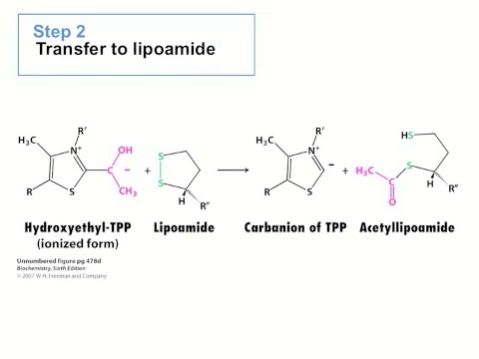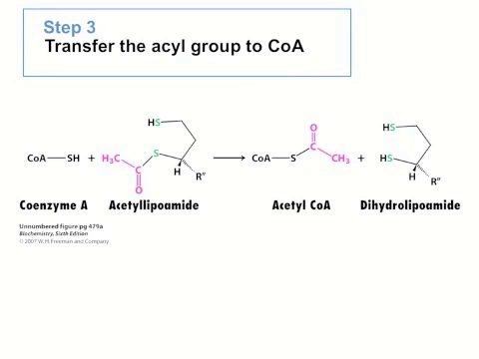We've transferred the acetyl group to lipoamide. Now we're going to transfer this acyl group to coenzyme A. And this is a simple transfer from one sulfhydryl to another, forming one thioester from another, and so there's no loss of energy. And so we've retained much of the energy that we gained when we lost carbon dioxide to form acetyl-CoA and dihydrolipoamide.